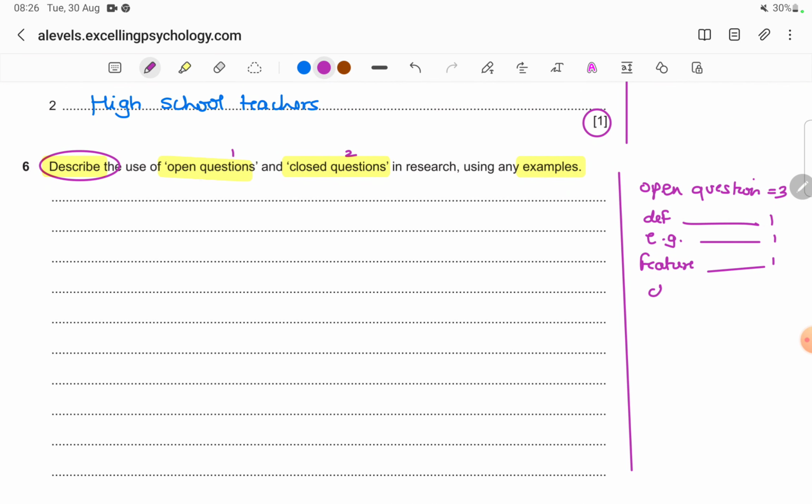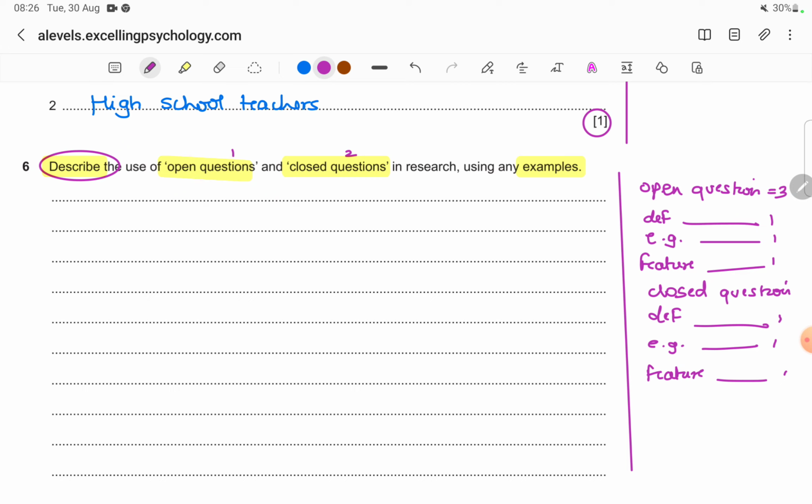Next, we'll discuss closed question, and we'll follow the same format. We'll give a definition, we'll give an example, and we'll give one feature. So we don't have to directly contrast them. This is not a distinguish or differentiate question. So we just simply follow this format and answer.